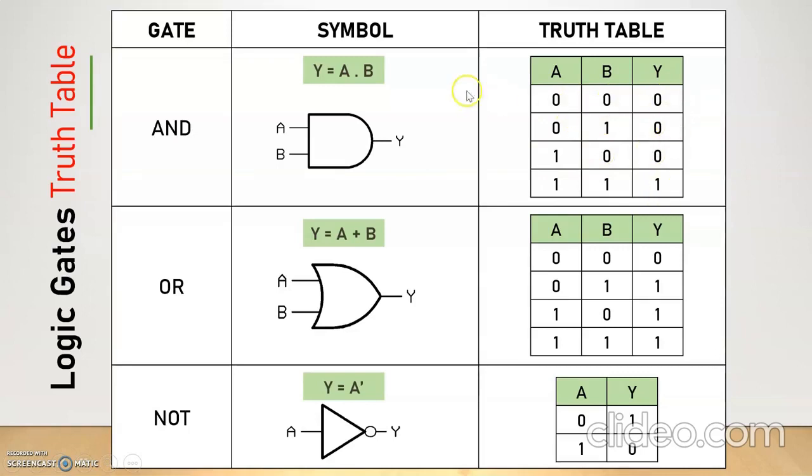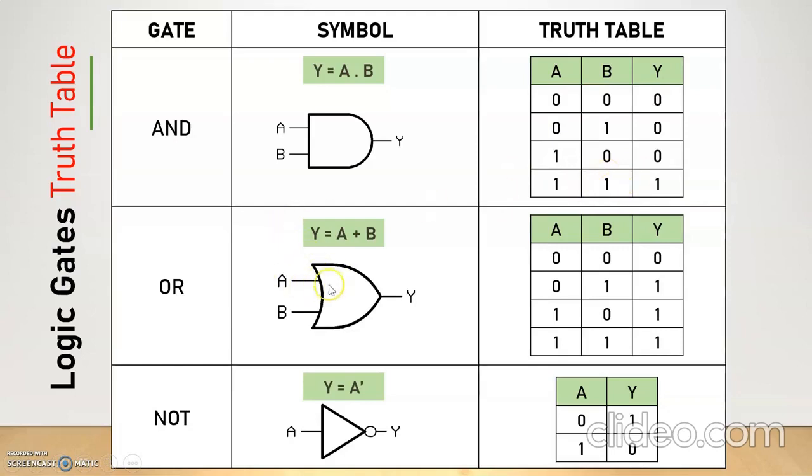For 0 0, because this is AND, 0 AND 0 will produce 0, false. 0 1 is 0, 1 0 is 0, 1 1 is 1, because this is AND. AND will become true only when all the inputs are true. Okay, this is what you have to understand.